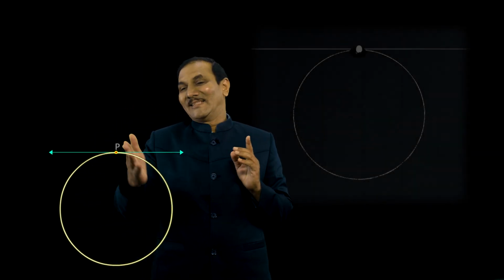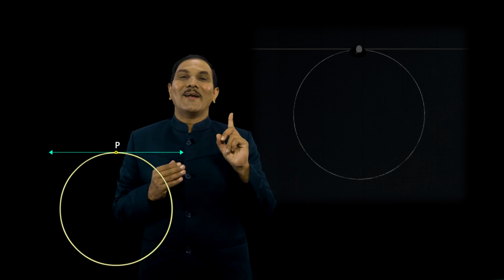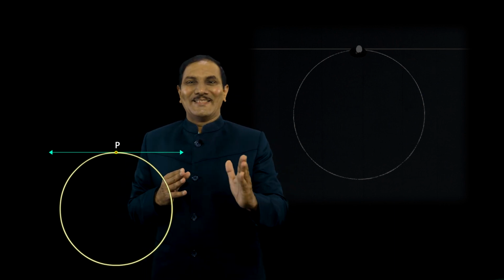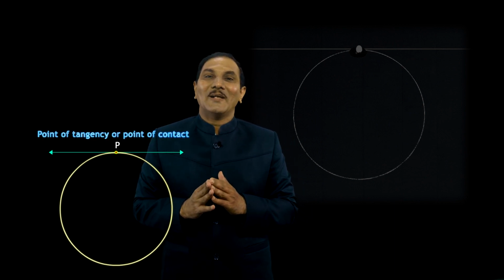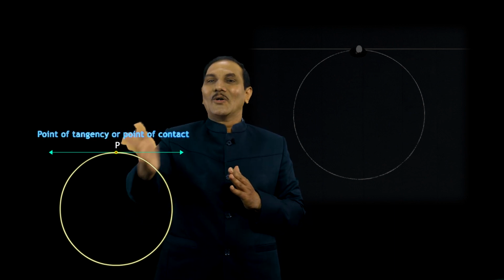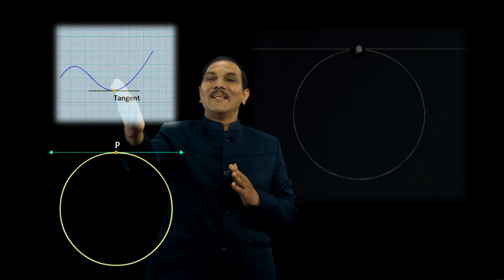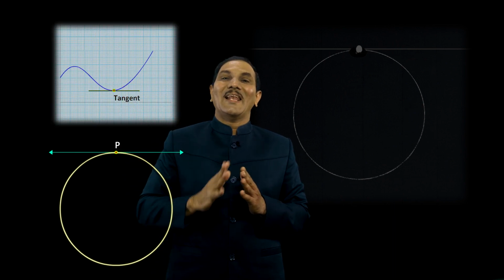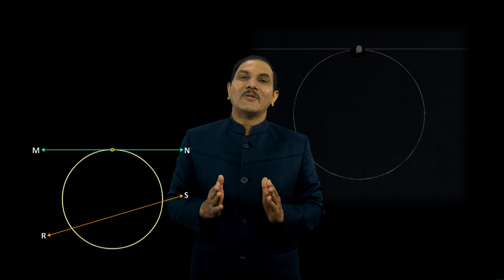Now let's talk about another situation where the line is meeting the circle at exactly one point. Yes, it is touching. The line that meets the circle at one point is called a tangent. Tangent is again derived from the Latin word tangiere, meaning to touch. This point where the line is touching the circle is called the point of tangency or the point of contact. See here, this is the tangent for this curved line at the point highlighted. So just remember, secant means to cut, tangent means to touch.